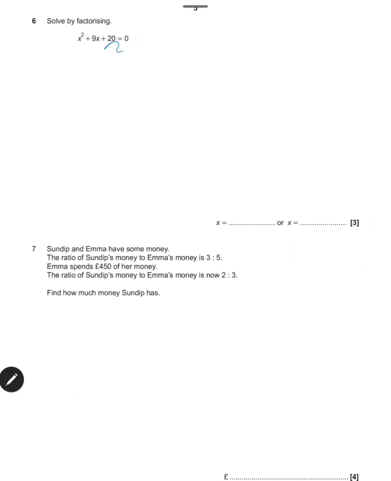Question 6, and we've got a nice quadratic. We're told to solve by factorising. So factorising a quadratic, we're going to put it into 2 brackets. There's an x in each bracket, and we're looking for 2 numbers that add to 9 times to 20. Those are 4 and 5. 4 and 5 is 9. 4 times 5 is 20. Remember, when we're solving, we need to reverse the sign of these numbers in the bracket. So x is minus 4 and x is minus 5.